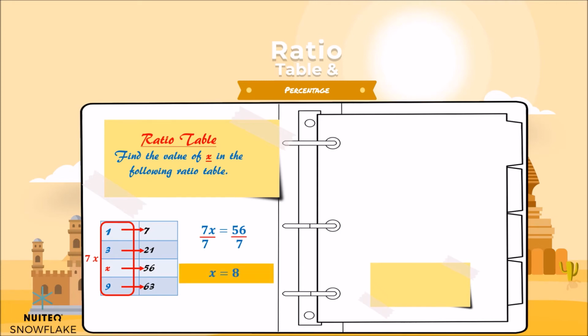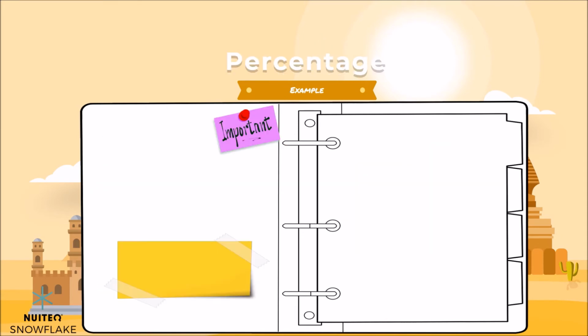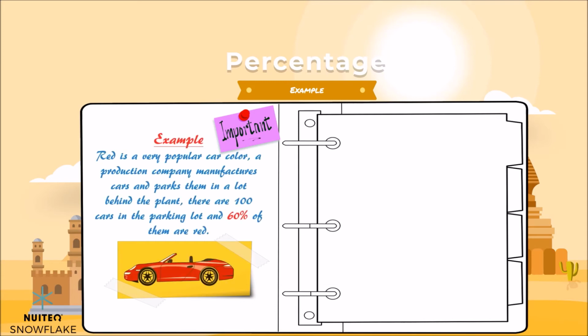Now, percent means per 100, 25% means 25 out of 100. 100% means everybody or everything, and 0% means nobody or nothing. For example, red is a very popular car color. A production company manufactures cars and parks them in a lot behind the plant. There are 100 cars in the parking lot, and 60% of them are red. How many red cars are in the parking lot?